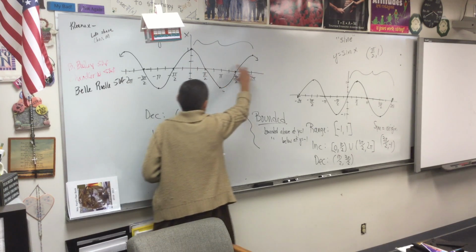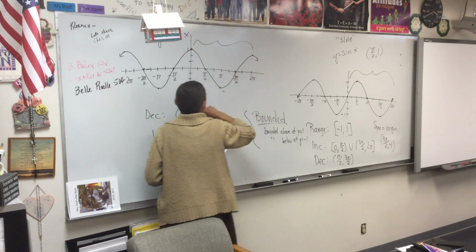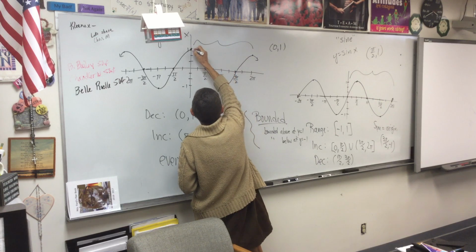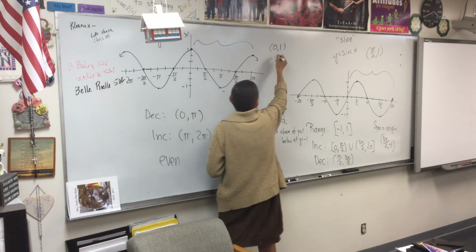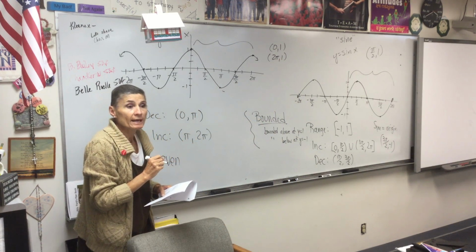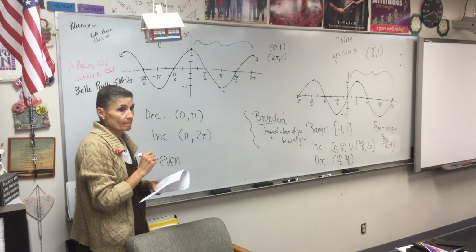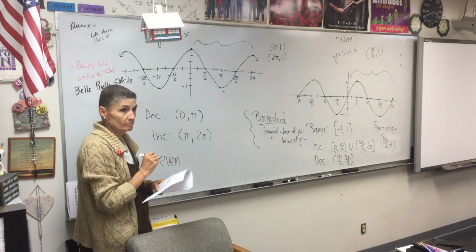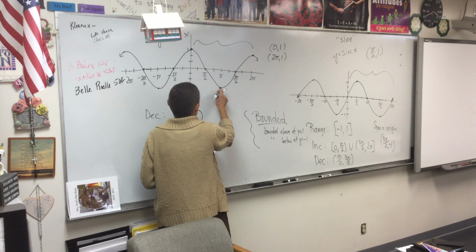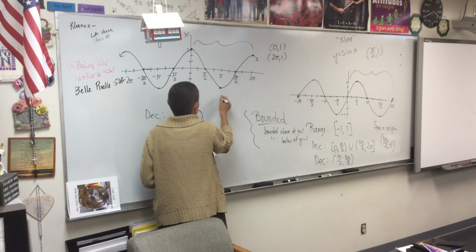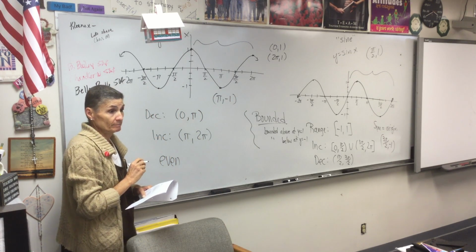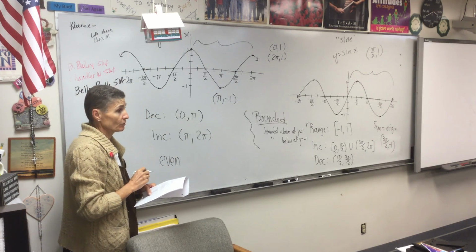So, if we look at this part right here, the point (0, 1), now that's a point, not an interval. The point (0, 1) and the point (2π, 1) are what? Yeah. Local and absolute maximums. And what point is this? This would be the minimum. What point is that? (π, -1), and that would be a local and absolute minimum in that little stretch of the curve.